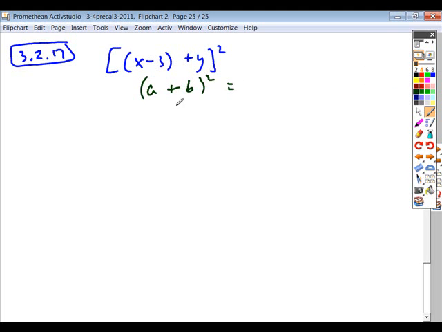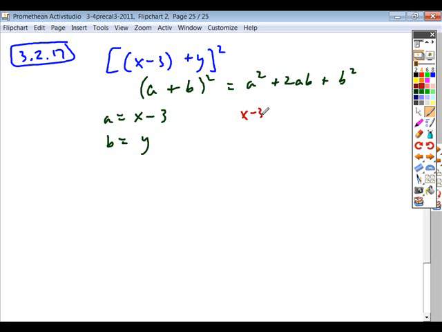So if you take that expansion pattern or that product form, you take the first base a and square it, then you take the product of the bases and double it, so 2ab, and then you take your last base and square it, b squared. Again, when you look at this, a is equal to the whole expression x minus 3, and b is equal to y. And so you can just substitute those pieces in.